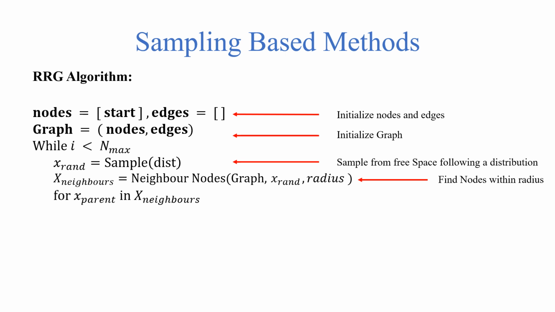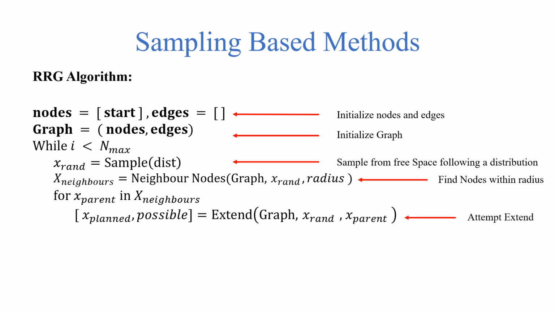Now, for each of the nodes in the X neighbors set, we do the usual extension process. We attempt to extend between X parent and X rand in this graph. If we found that this was possible, then we update the graph by adding X planned to the nodes list. We should, of course, in implementation, pay attention to add X planned only once if we have found any edge. And we're also going to add an edge if and only if this planning process is possible. So we might add multiple edges here, one for each parent in the X neighbors set.